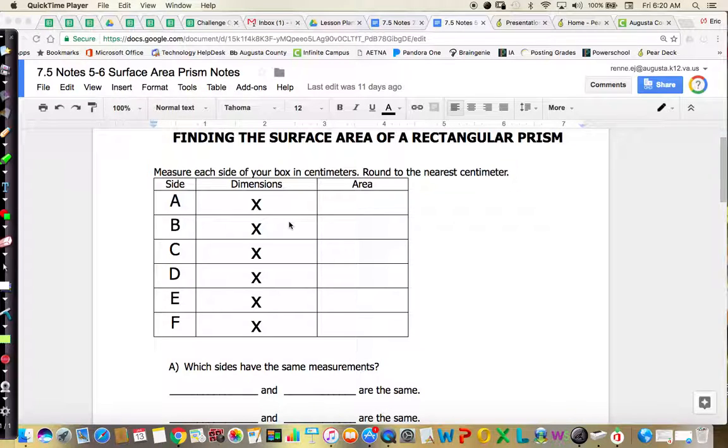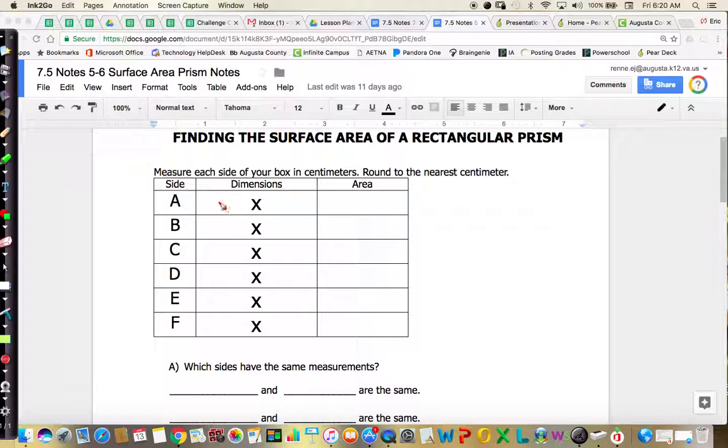Welcome to my video on finding the surface area of a rectangular prism. We had this activity that we did in class. I'm just going to give you the measurements, but had you been in class, you would have measured the faces of a waffle box, which actually make a rectangular prism.